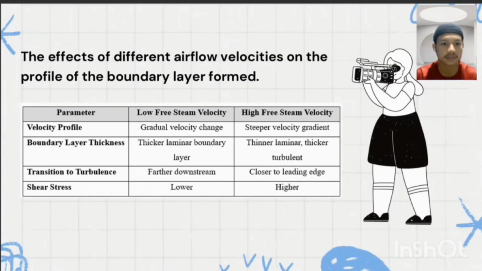But it contrasts with the boundary layer thickness. At low free stream, the thicker laminar boundary layer, but the thinner laminar and thicker turbulent at high free stream. The transition is further downstream at low velocity, while at high velocity it is closer to the leading edge. The shear stress is lower at low free stream and higher at high free stream.